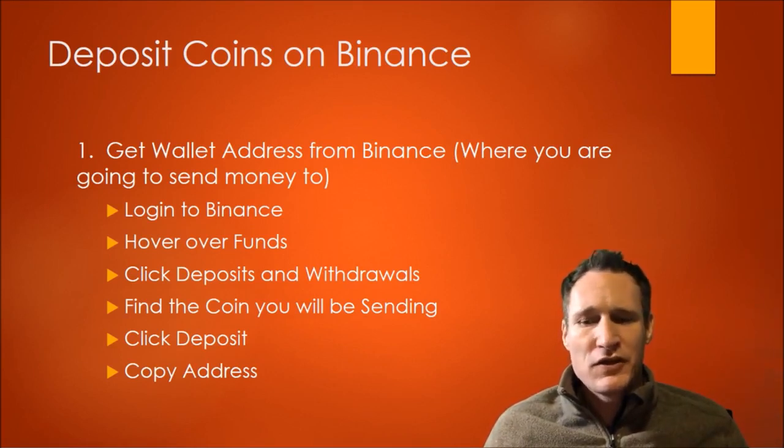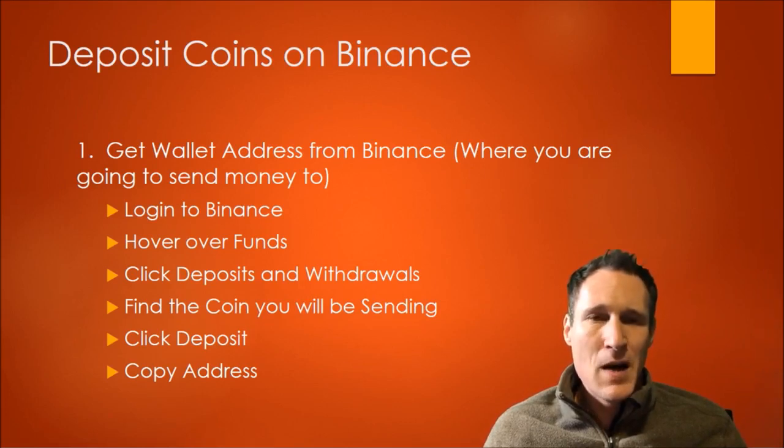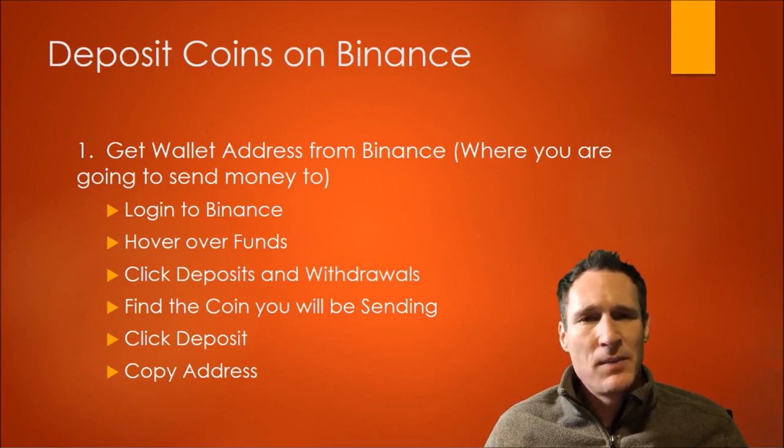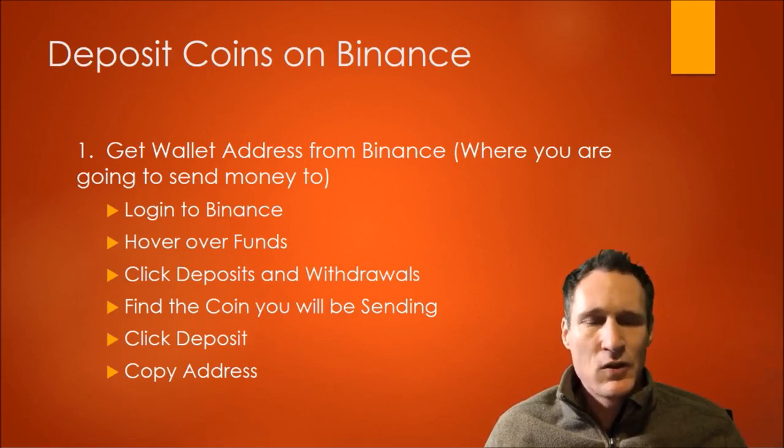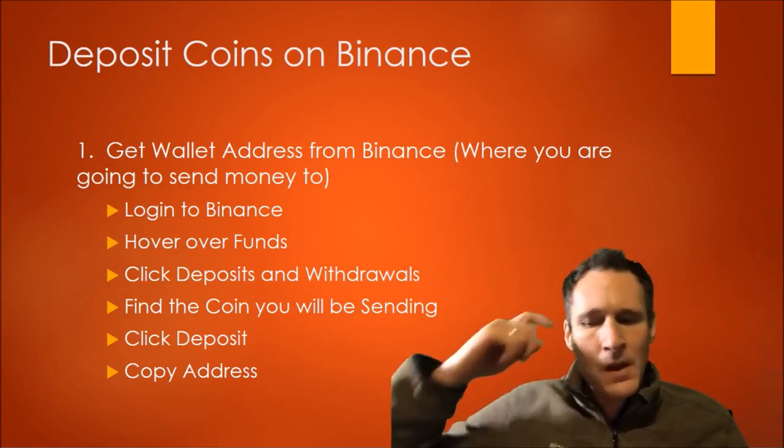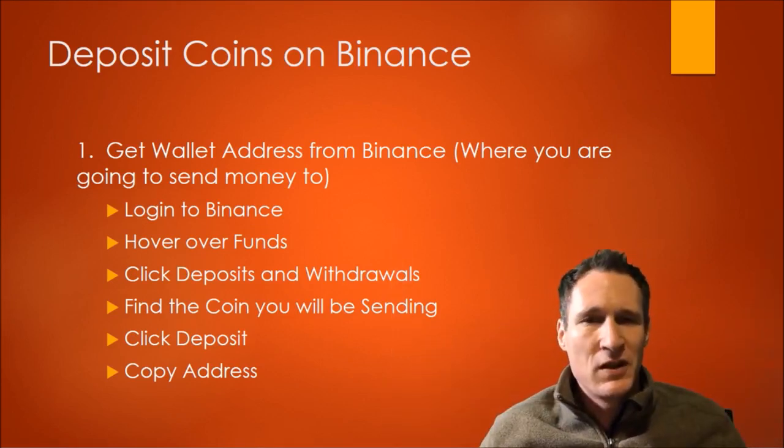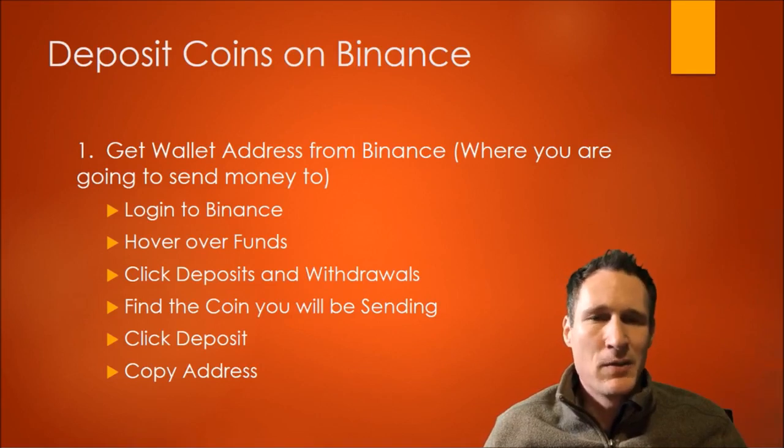You're going to log into Binance. You're going to hover over on the top menu bar, hover over Funds, and then click on Deposits and Withdrawals. And there you're going to see a list of coins. Right now you don't have any of those. They should all say 0. But you're going to find the coin that you're going to be sending over. In this case, it's either Ethereum or Litecoin.